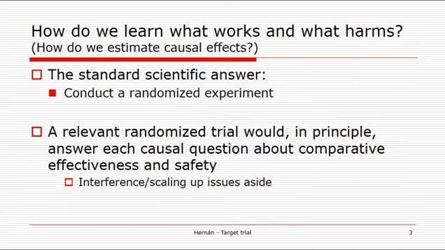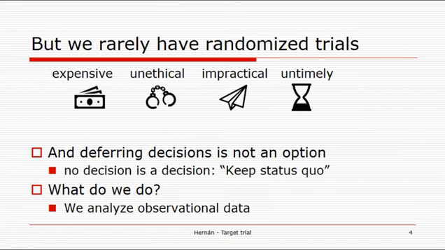Okay. So if you ask any scientist, how do we learn what works? There is a standard answer, which is, well, conduct a randomized experiment. And if you think about any questions about, is this course of action better than this course of action for some outcome? There is always a way of answering that, in principle, by conducting a randomized experiment. If it is with humans, we call it a randomized trial. The problem, of course, is that we cannot do that most of the time.